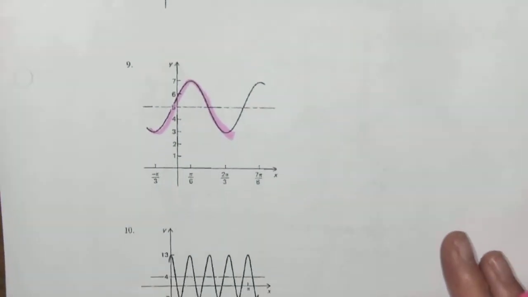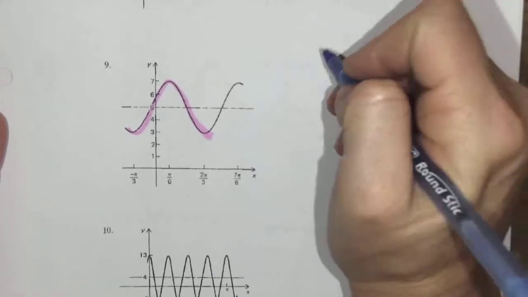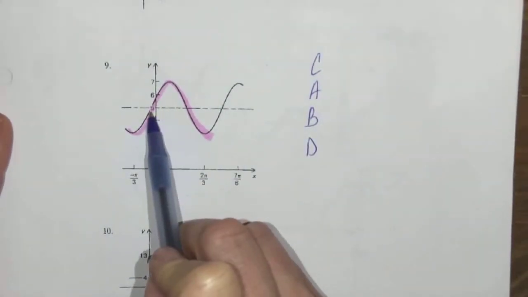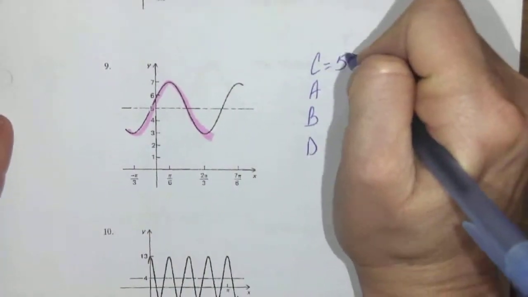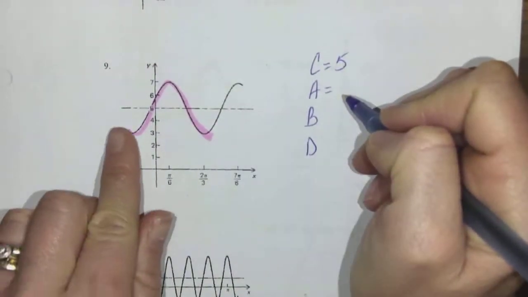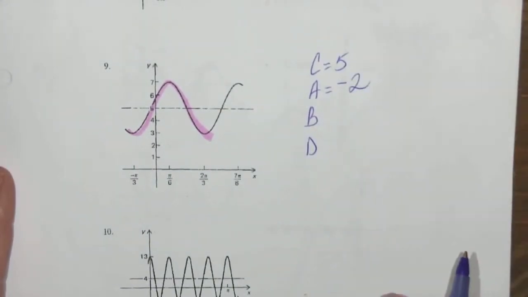So I actually highlighted a negative cosine wave. I could also highlight sine waves, but I see this negative one pretty easily. CABD, center line is marked. It is 5. From 5 to the top is 2. However, since I highlighted a negative cosine wave, I will make my amplitude negative.